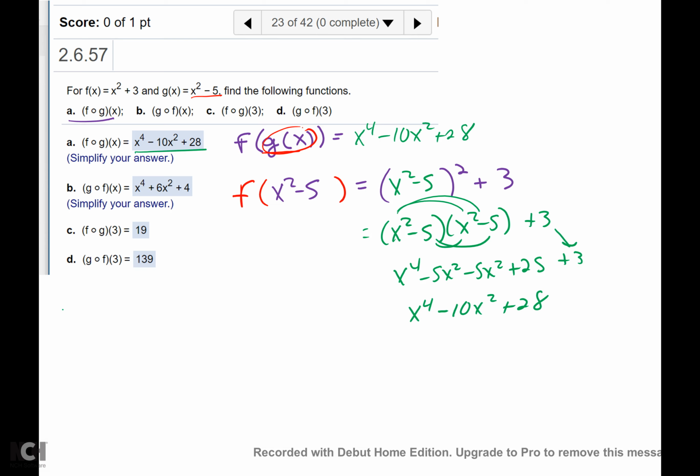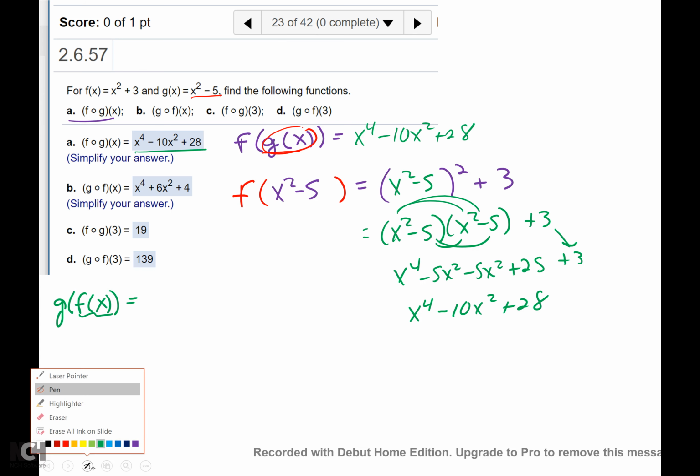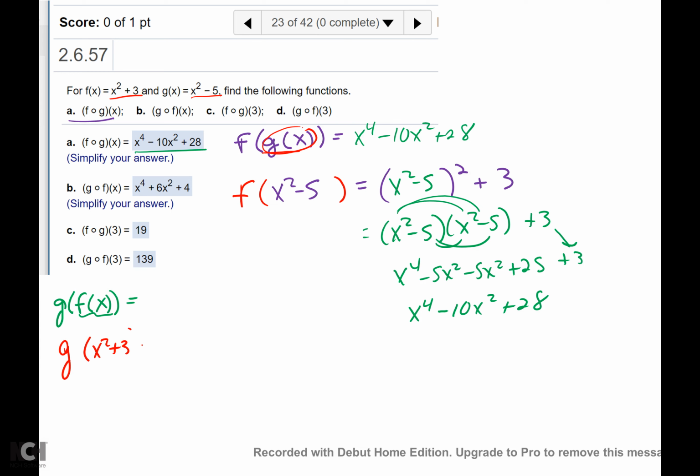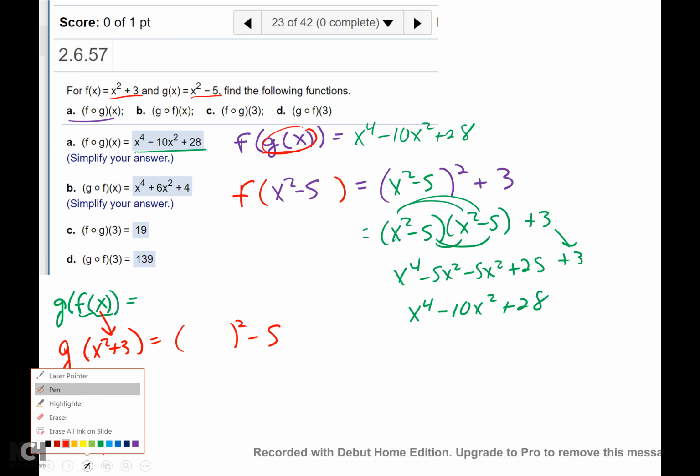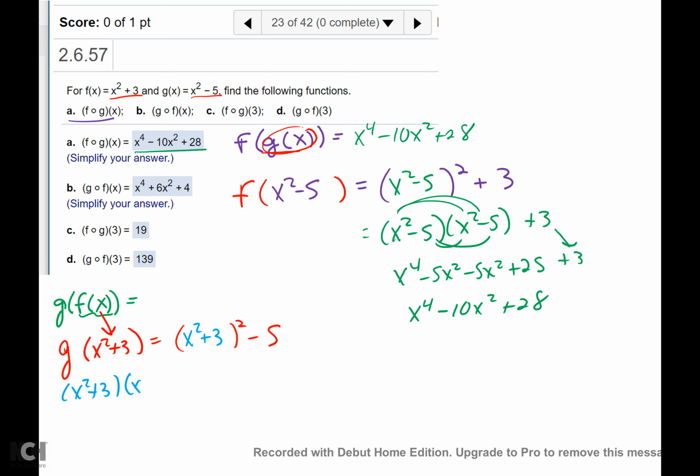To find g of f of x, inside parentheses first, that says replace the inside with the f function. So I'm doing g of x squared plus 3. I just replaced f of x with what it's worth. Now this says copy the g function, which is whatever you bring squared minus 5. Plug in what you brought, x squared plus 3. Simplify, two copies.